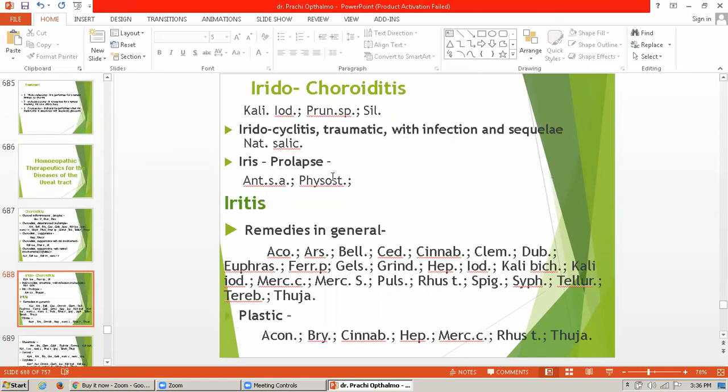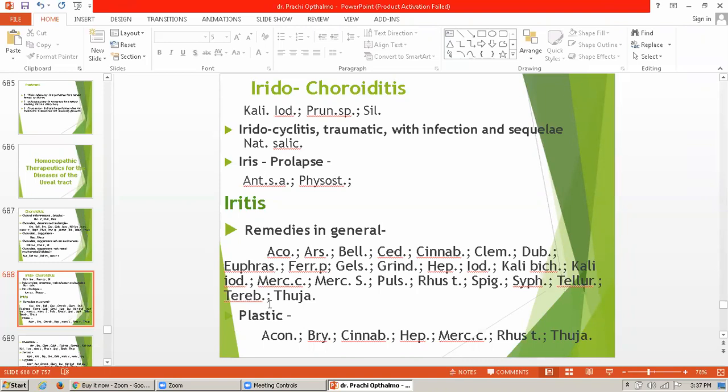Then second is iridochoroiditis. In that there is an inflammation of the iris and choroid. In that case, kali iodide, prunus and silicea are useful. And in iridocyclitis, traumatic with infection and sequelae, natrum salicylicum is helpful. When the iris is prolapsed, then Gelsemium and physostigma may be used.